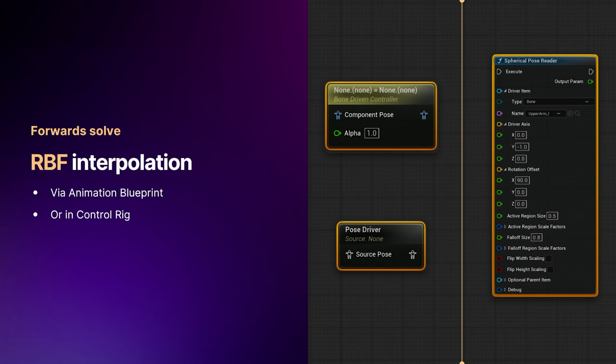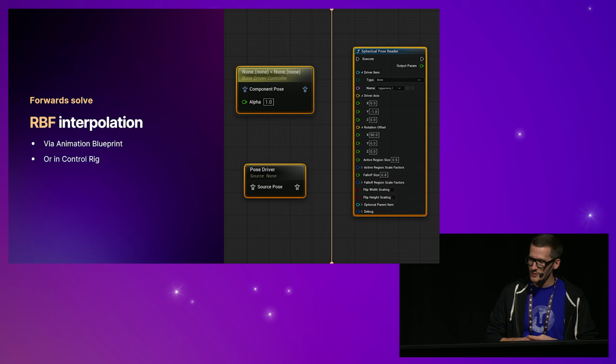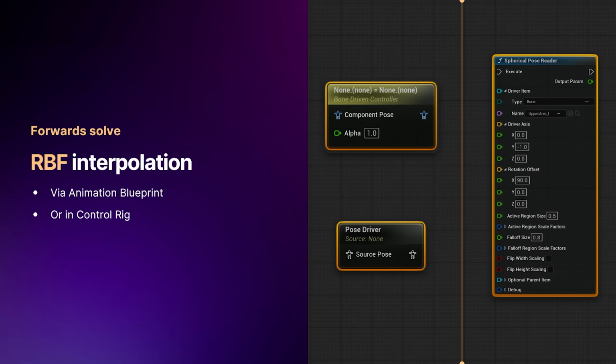Moving forward, I wanted to talk about RBF, interpolation, and corrective bounds. In Unreal, you can manage that through animation blueprints and Control Rig. The two nodes you see on the left here, the bound-driven controller and pose driver, are managed through animation blueprints. The bound-driven controller will be a node used, for example, to trigger a morph target or another bound based on the transform of the first parent bound.